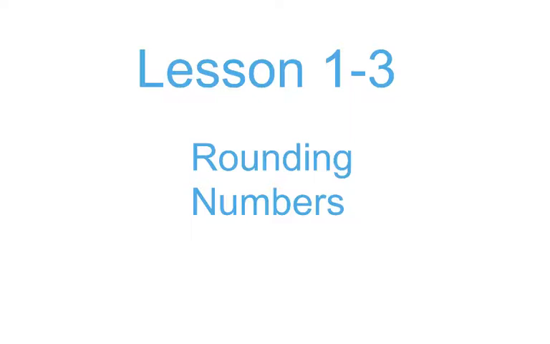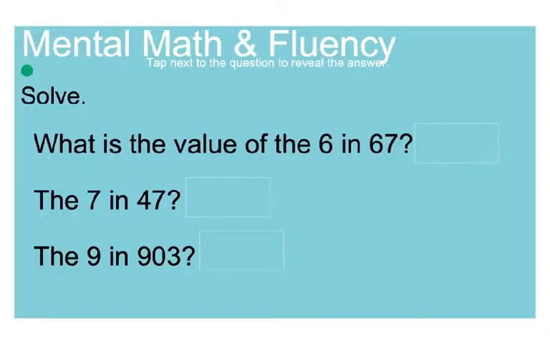In Lesson 1-3 today, we will be learning about rounding numbers. Remember that when we do much of our work in each lesson, you will need a whiteboard, a whiteboard marker, and an eraser. That will allow you to do your work on there, or you may need your math journal if I'm completing a math journal page. So on your whiteboard, we're going to start with just reminding ourselves about place value.